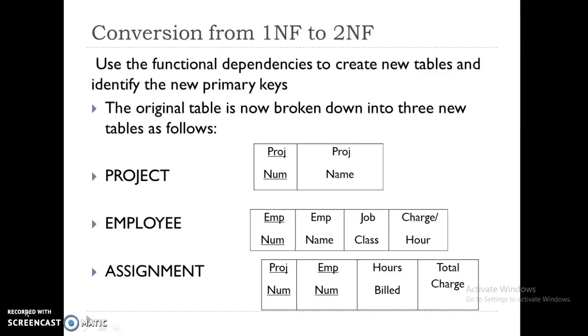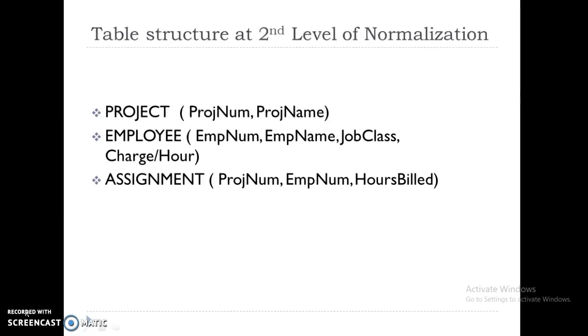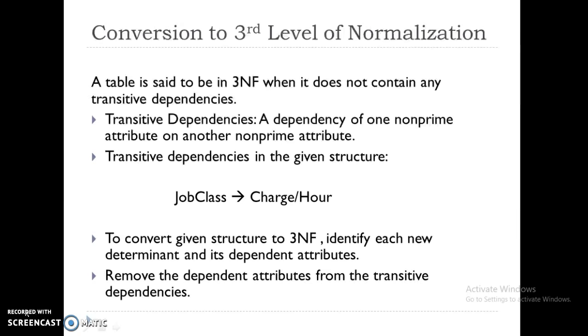A third table, assignment, is still dependent on the complete primary key, that is the combination of project number and employee number. This helps us in determining the number of hours that were billed for each employee on that particular project, and hence helps us in figuring out the total charge. So our structure, which had one single table in the first level of normalization, now has three smaller tables at the second level of normalization. So this is the table structure at the second level of normalization.